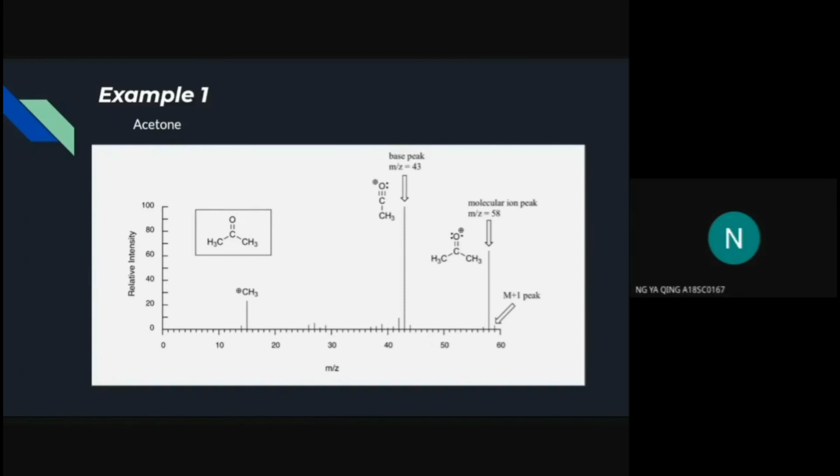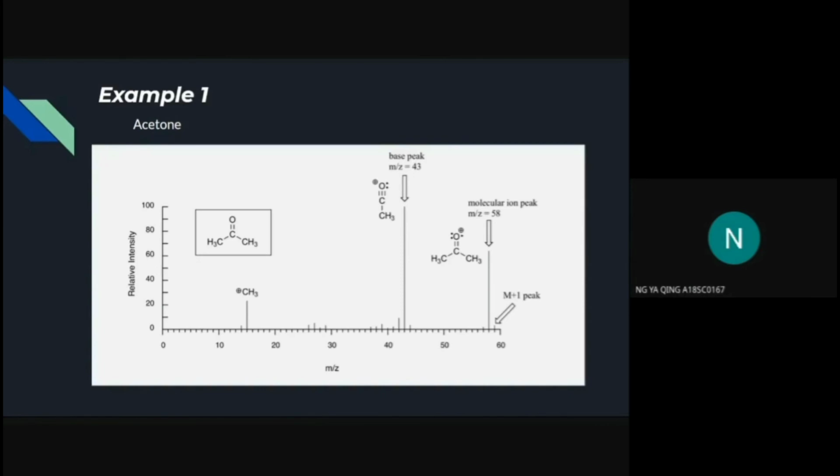Here are some examples on how to interpret the mass spectrum. This is the first example, the mass spectrum of acetone. As you can see, on the horizontal axis is the value for the mass to charge ratio, and on the vertical axis is the relative abundance of each ion detected. On this scale, the most abundant ion is called the base peak, so all the other peaks are recorded relative to this value.